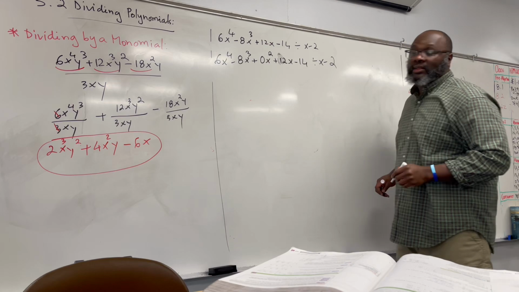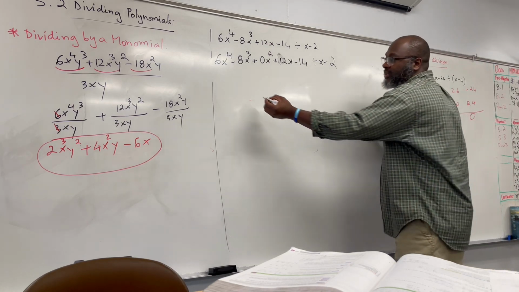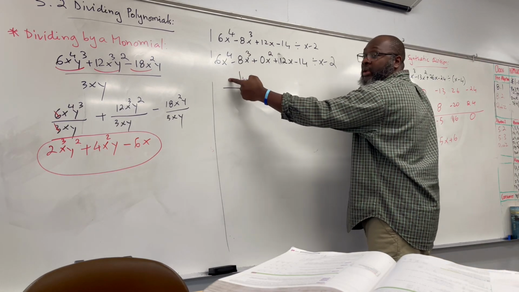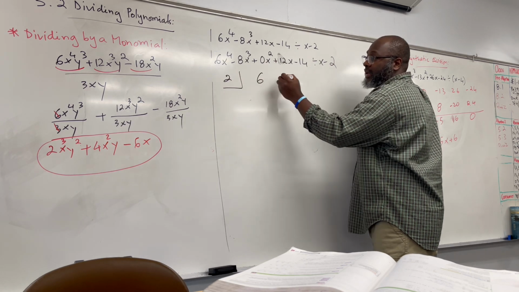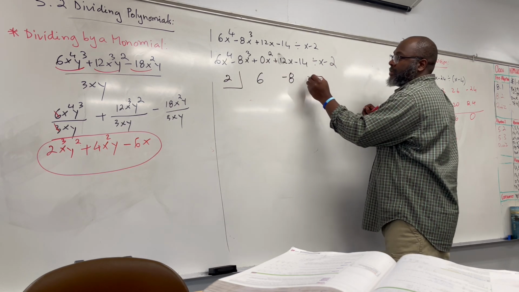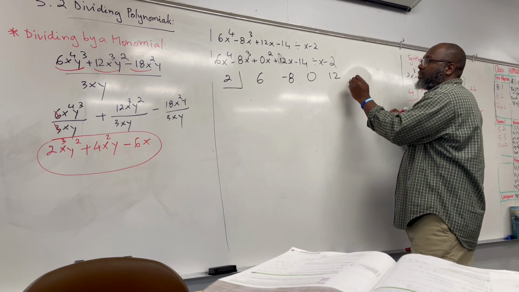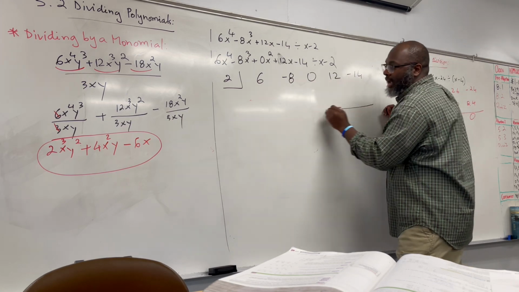Now we can set up our synthetic division, right? So if I do this little square here, what number goes here? 2, right? And then here, 6, and then -8, and then 0, and then 12, and then -14. All right. We draw a line, right?